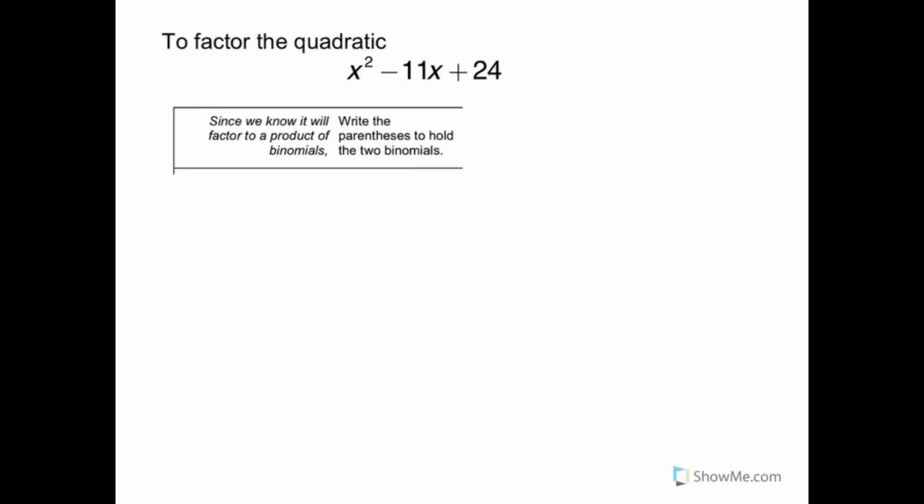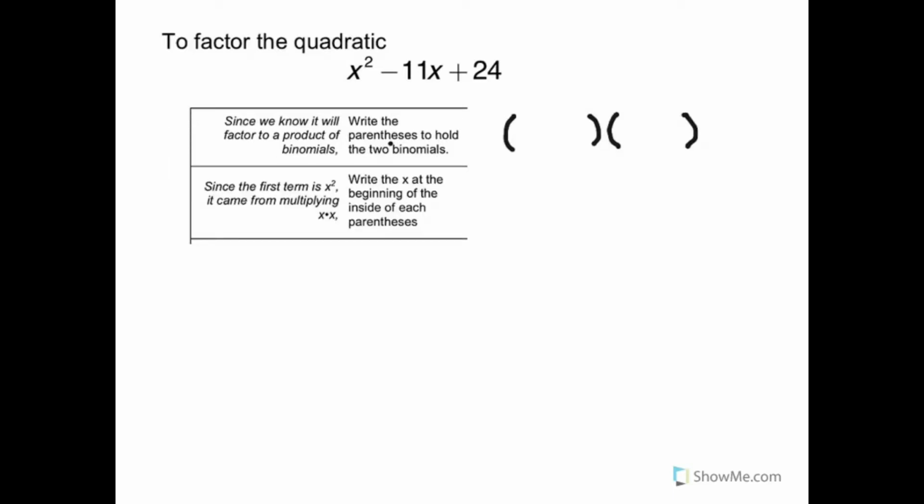Let's step by step factor the quadratic x squared minus 11x plus 24. We know it's going to factor to a product of binomials, so we're going to start by writing our parentheses that will hold the binomials that we need. And since the first term is x squared, that is, it has a coefficient of 1, it must have come from multiplying x times x. So I'm going to write an x at the beginning of each of my parentheses because that's going to be the first term of each binomial.